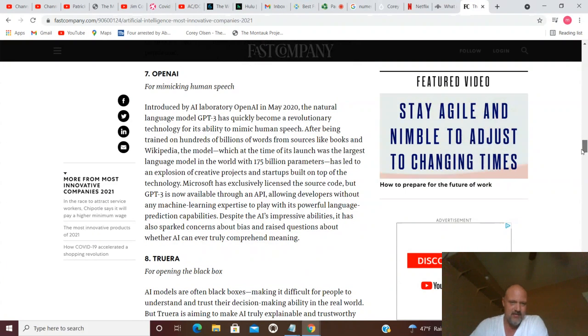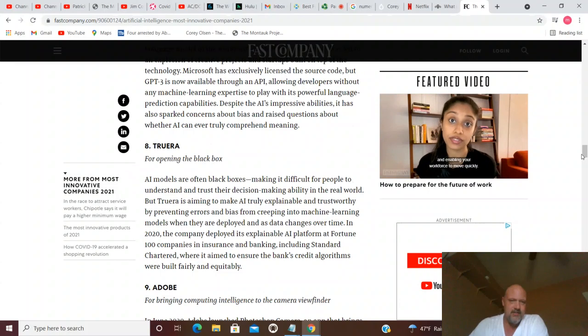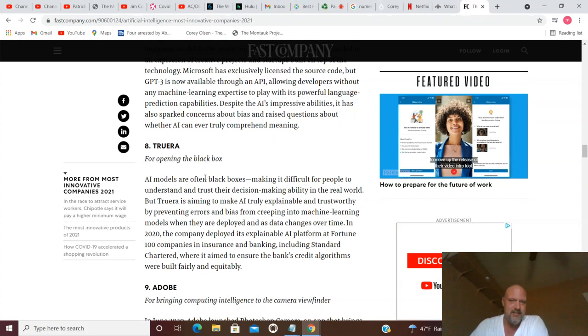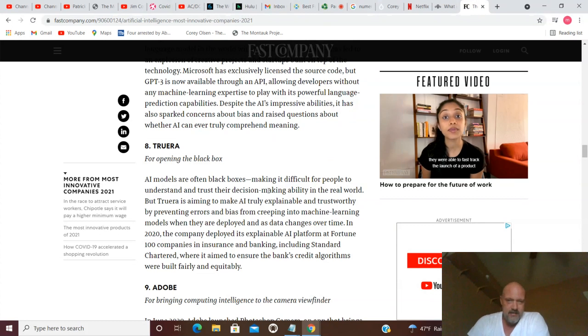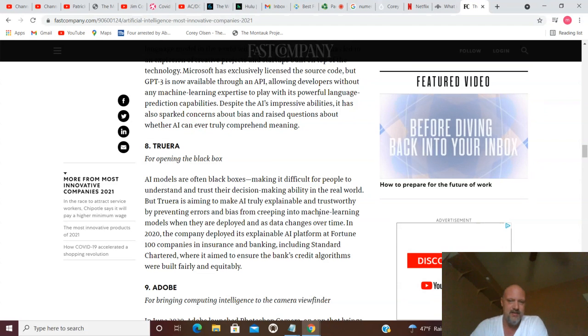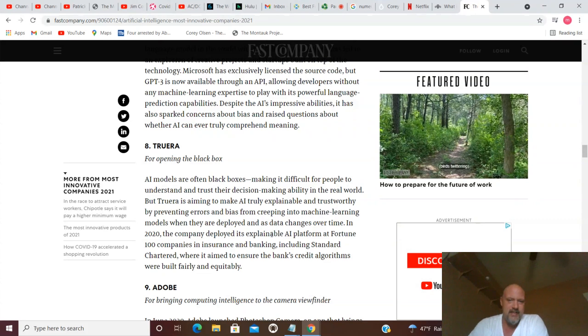Number 8 here, Trura, for opening the black box. AI models are often black boxes, making it difficult for people to understand and trust their decision-making ability in the real world. These guys are aiming to make AI truly explainable and trustworthy. By preventing errors and bias from creeping into machine learning models when they are deployed and as data changes over time.